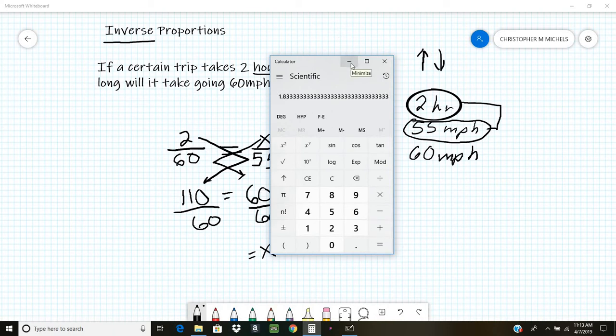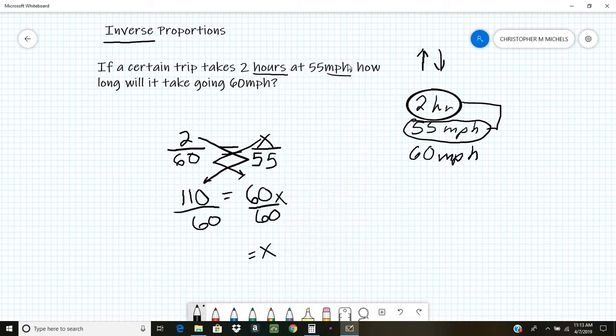Okay, so now when you get a repeated answer like this, I would just round. I would say 1.8. If you want to be technical, like if I say round to the nearest hundredth, round to the nearest hundredth. But in this case, we're talking about hours, so let's just do 1.8. Let's just ignore the repeating part. So we get about 1.8 hours.